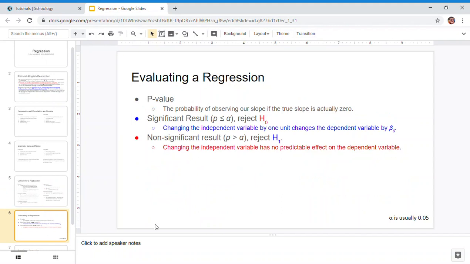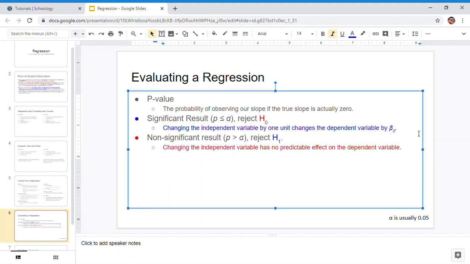So evaluating regression, you look at the p-value, as always. The p-value is the probability of observing our slope if the true slope, the true relationship between the two variables, is actually 0. So we reject the null hypothesis with a significant result, and that suggests that changing the independent variable by 1 unit changes the dependent variable by this slope coefficient b. So that's actually b1. Let's change that. There we go, b1. Good times. A non-significant result means that we reject the research hypothesis and that we don't think there will be any effect on the dependent variable when the independent variable changes.